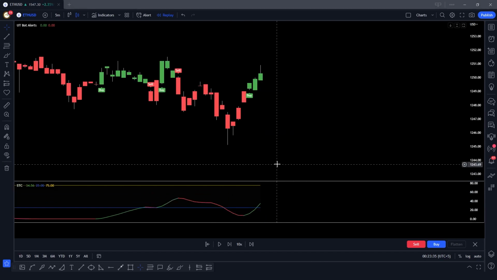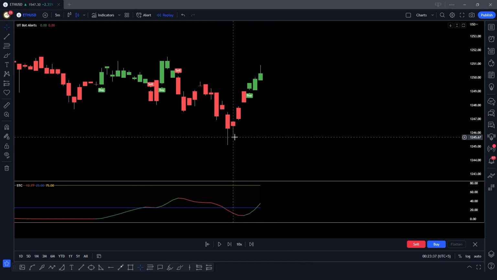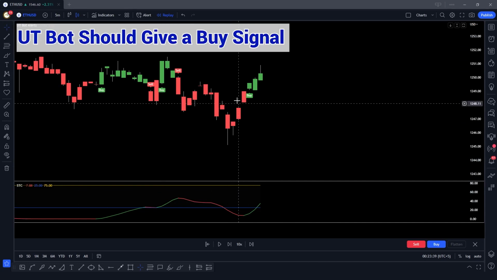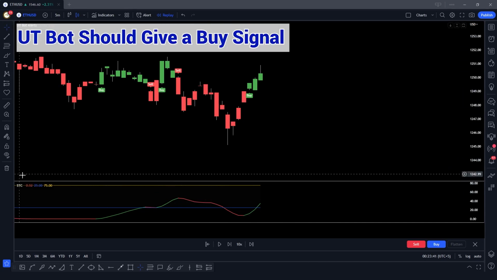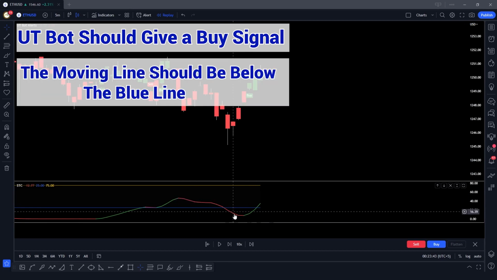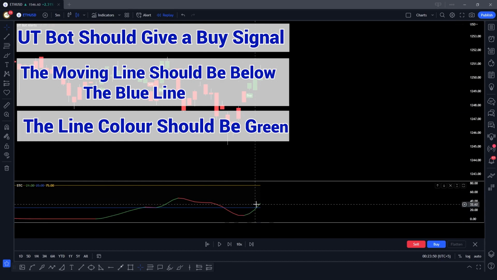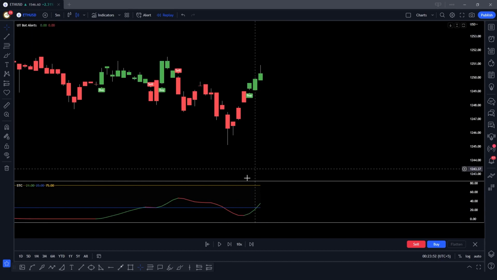Now let's go ahead and talk about the rules for entering a long position. The first rule is that the UTBot alerts should give us a buy signal, and inside the STC indicator, this moving line should be below this blue line, and it should be pointing in the upward direction, and its color should be green. So both these conditions are meeting up here, so we're ready to take long position.